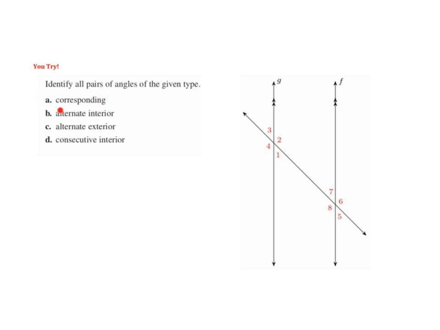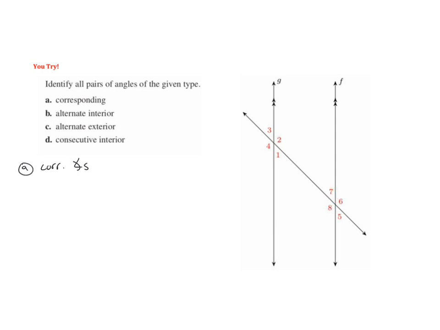Let's see if we can identify the pairs of corresponding angles. So, for A, if we are looking for corresponding angles, from the previous notes, we know that they have to be on the same side of the parallel lines. In other words, if it's on the left side of line G, then there has to be another angle on the left side of line F. So we can already figure out that we have angles 3 and 4 on the left side, and we also have angles 7 and 8.